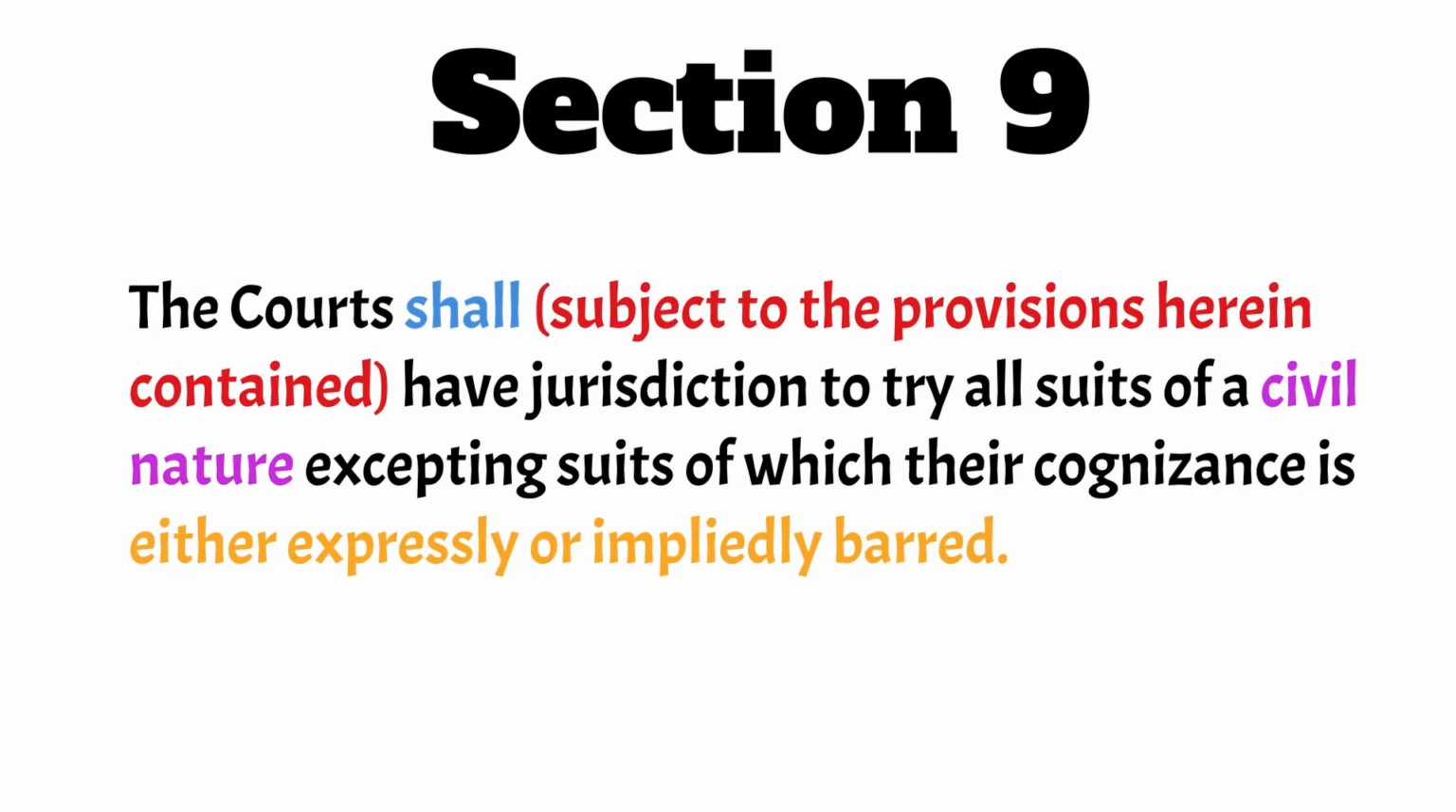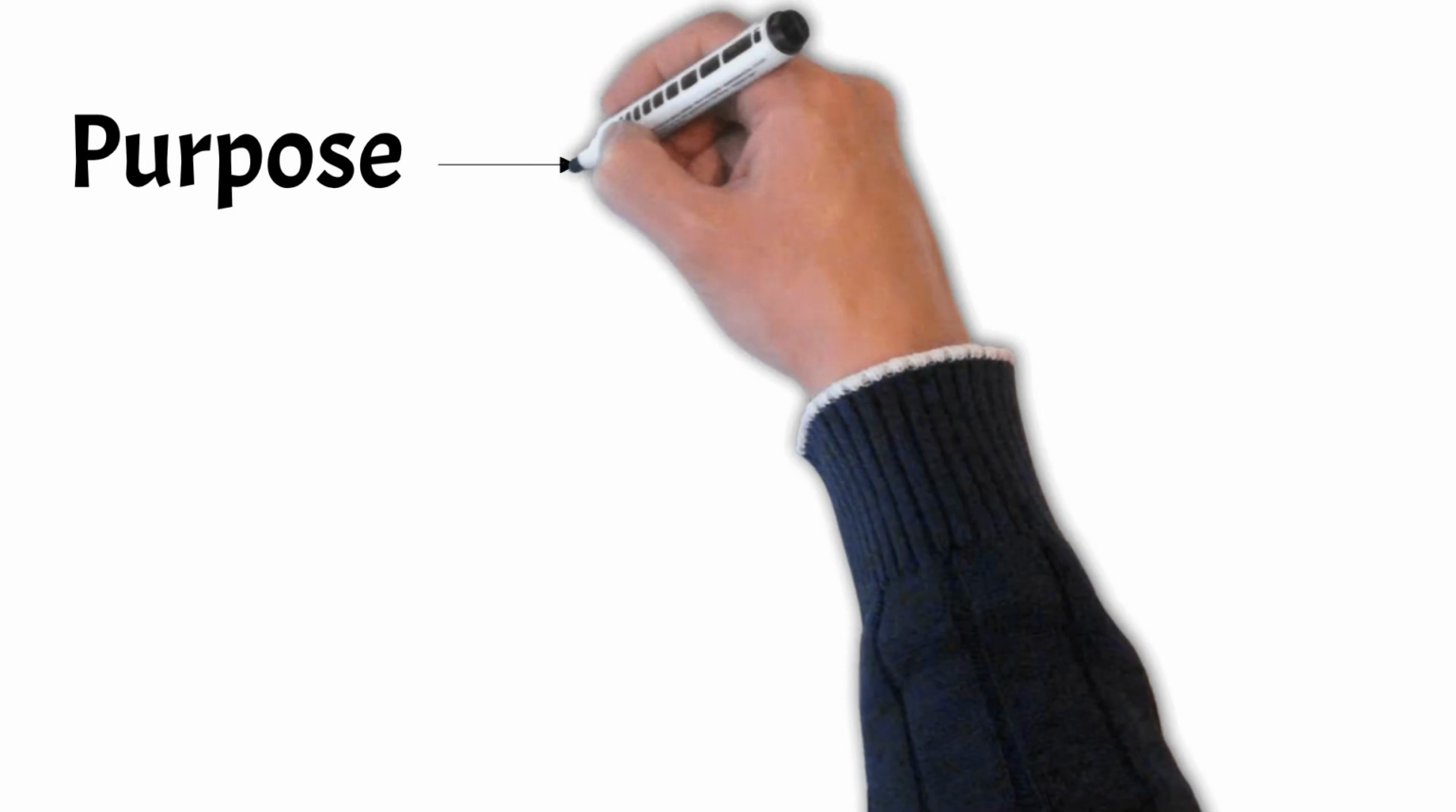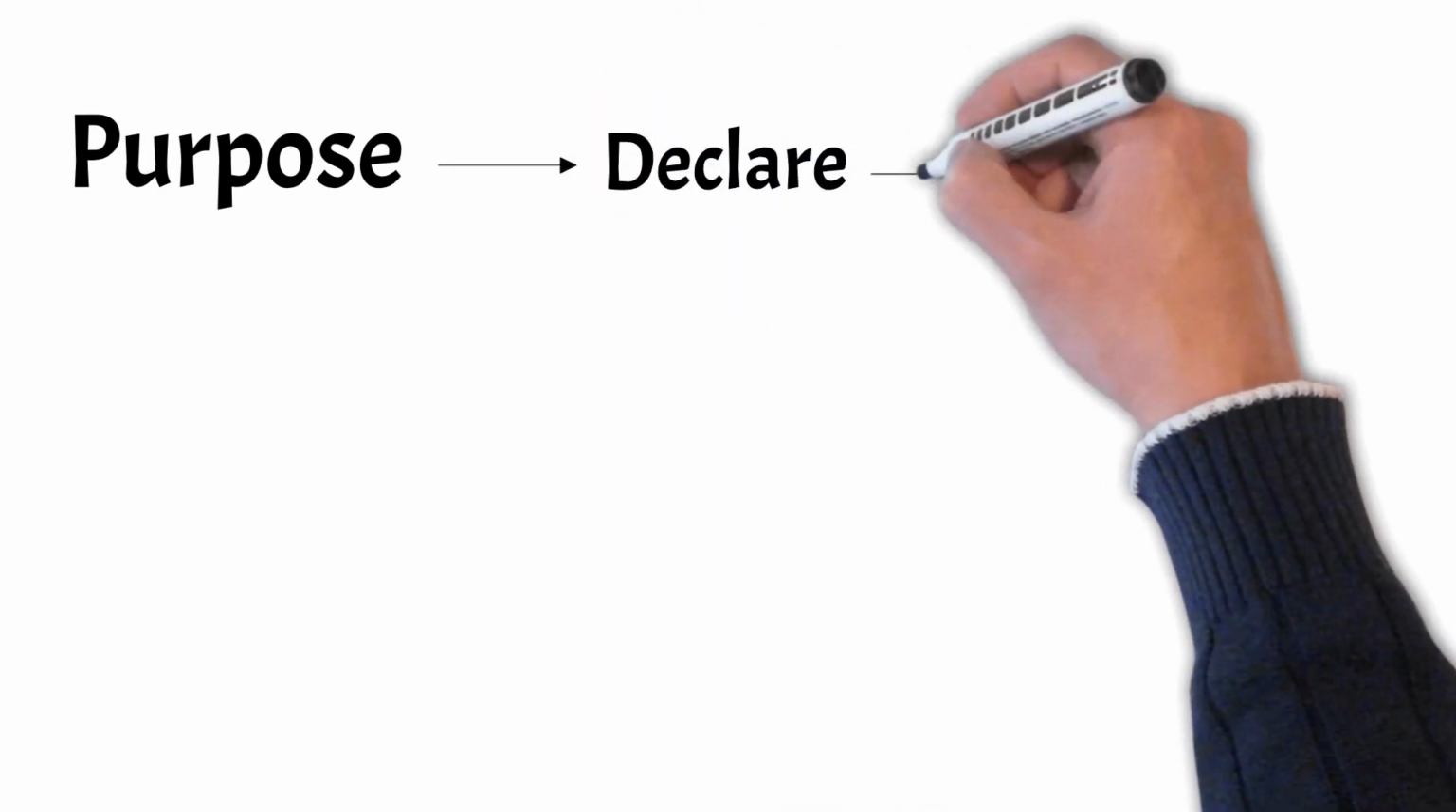The court shall, subject to the provisions herein contained, have jurisdiction to try all suits of civil nature, excepting suits of which their cognizance is either expressly or impliedly barred. The purpose of Section 9 is to declare the jurisdiction of civil courts.